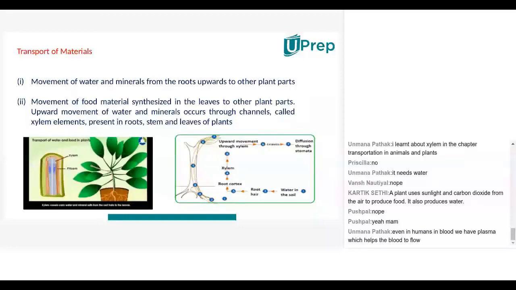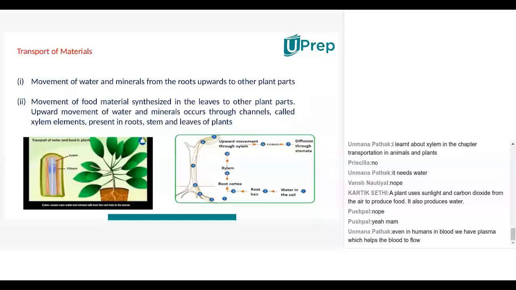Yes, Unmana, also in human beings, it is basically the plasma, which is the liquid part. Otherwise, the blood is made of red blood cells, white blood cells and platelets, which are solid. They are very microscopic, but they are solid. They will not be able to move inside the tube. There has to be a liquid substance which can help them move and transport. So that's the plasma, which gives it viscosity. Very good.